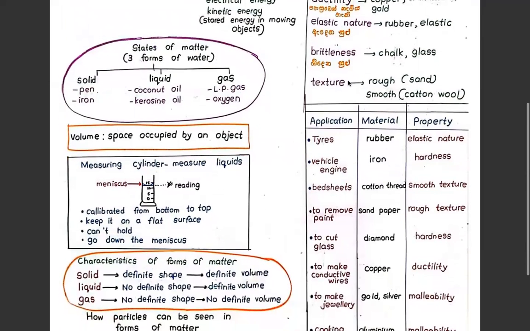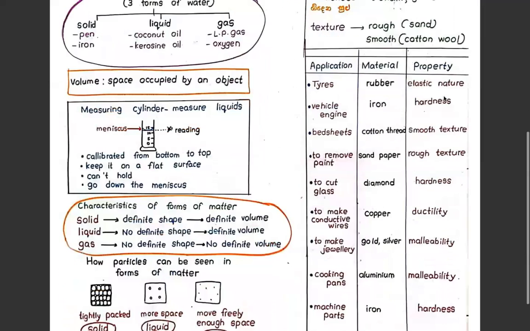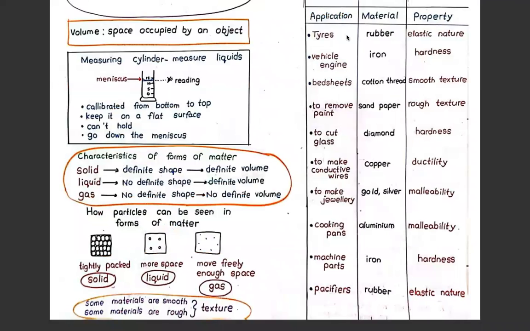If you take rough texture, sand is one example. Sand is rough. Smooth ones, like cotton wool. Then let's take a few applications of materials. Uses of materials. Tires. For tires, what is the material you use? Rubber. So what is the property of the material? Elastic nature. Because of the elastic nature of rubber, we make tires.